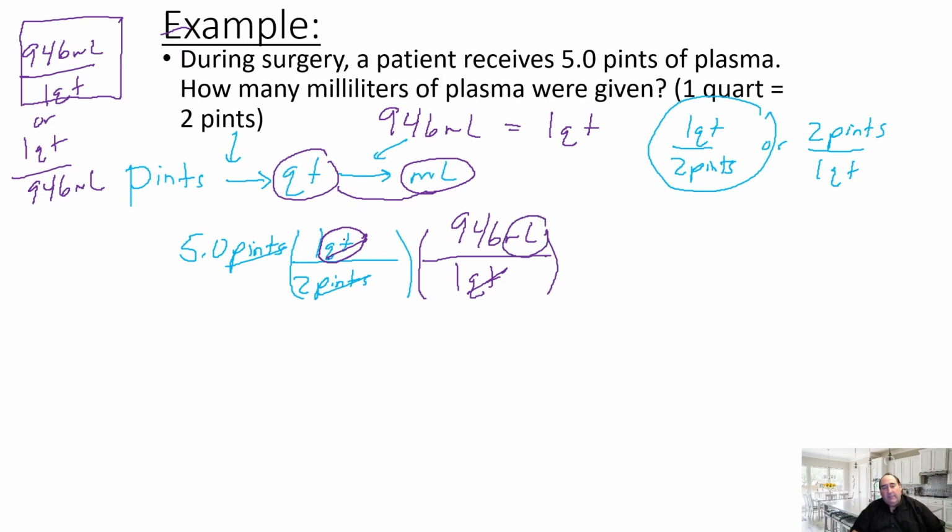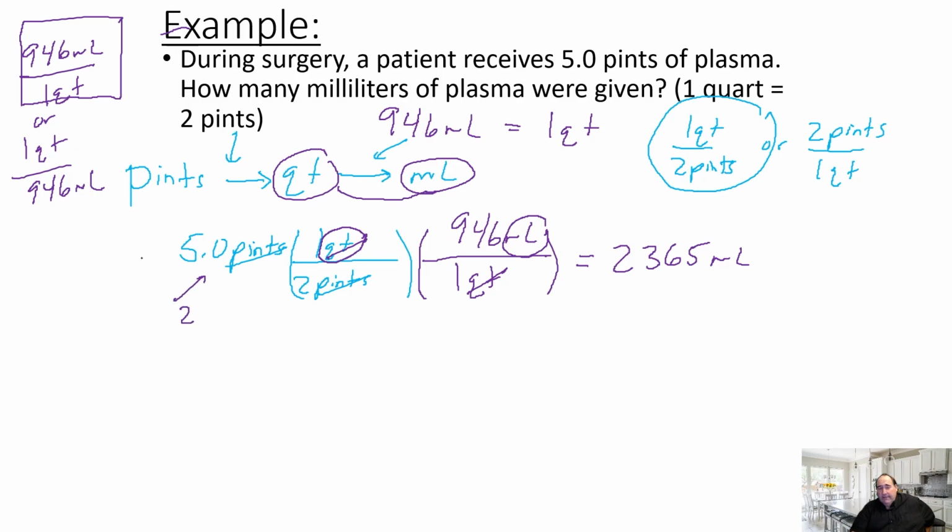So we're going to multiply across the top there. That's going to be 5 times 946. We're going to divide it by 2. That's going to get us on our calculator 2365 milliliters. So let's talk a little bit about significant figures here.